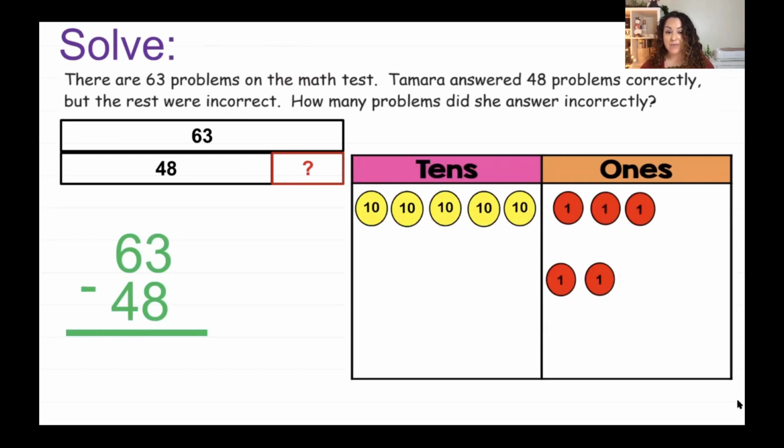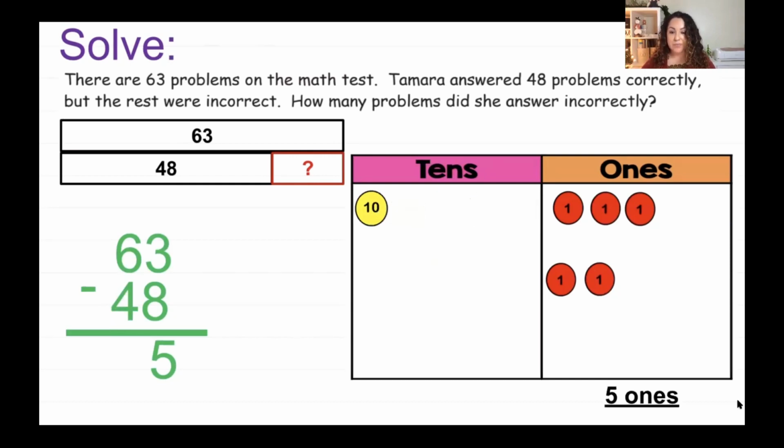And what am I left with? I'm left with 5 ones. Now I started with 6 tens and I have 5 now. And that's because I used a 10 here, but I still have to take away 4. So let's go ahead and take away 4. And that leaves me with 110. So 63 take away 48 equals 15.